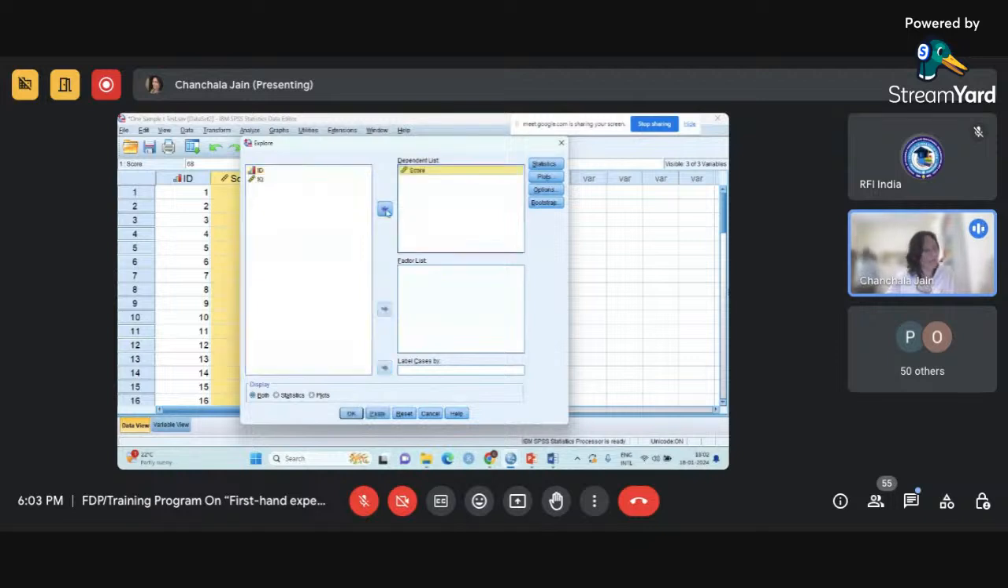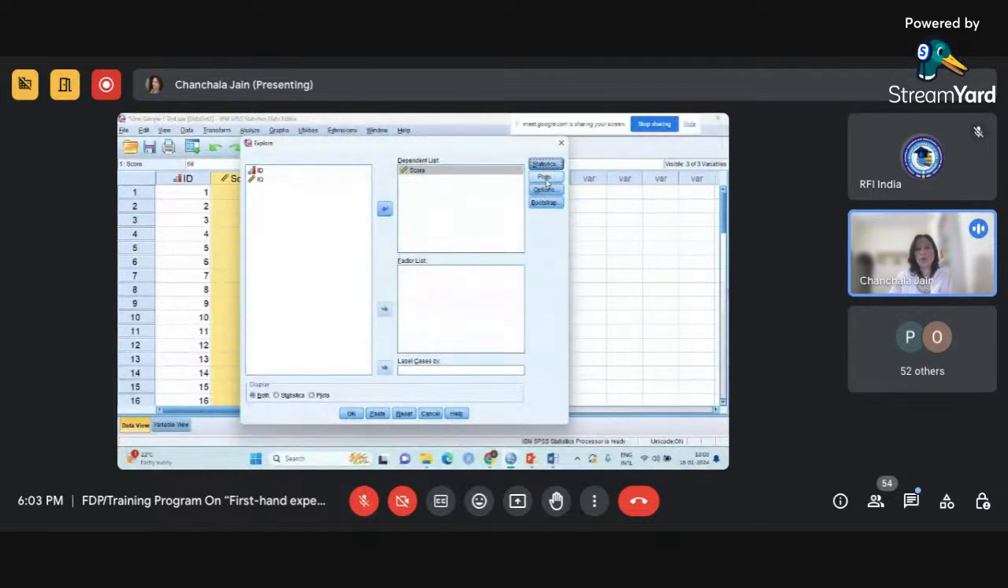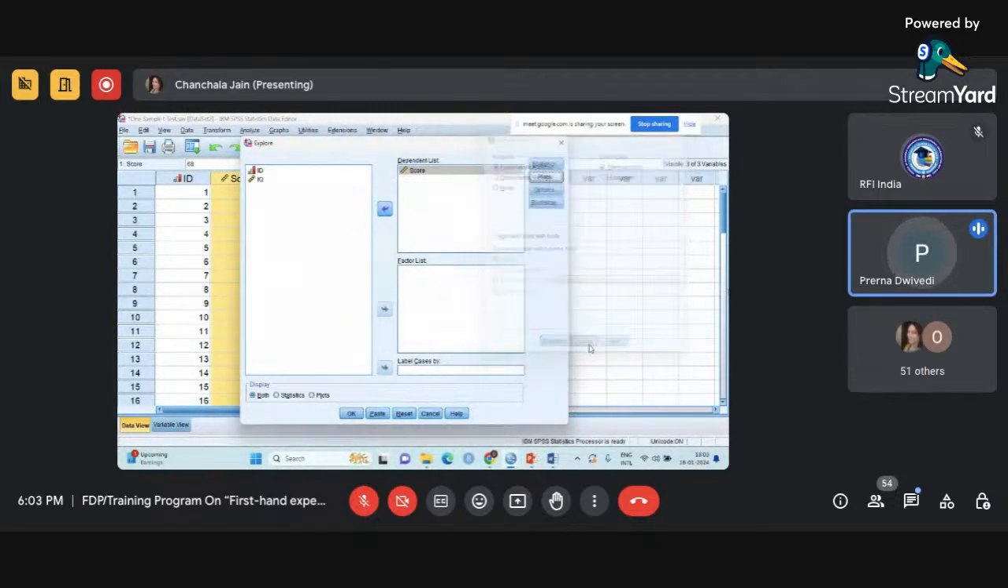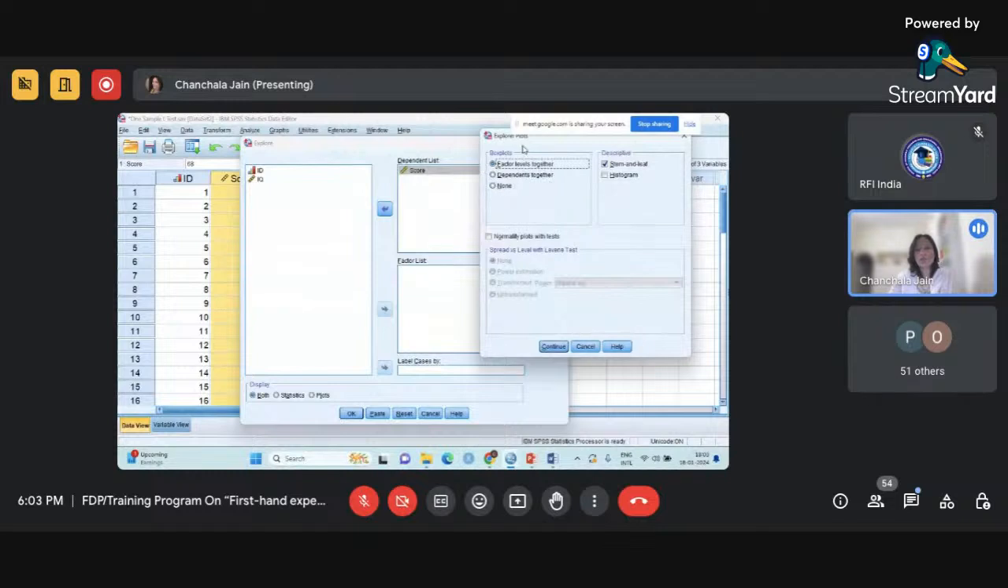I hope you people have performed it. Yes, ma'am. After that, you need to go to Statistics. As I said previously, under this Explore statistics, we do not need to do anything. Whatever is the default option, that option is sufficient for us to get the results, right? So you can press Continue here. We can also take outliers here if you want. Otherwise, you can click on Plots, because under Plots the box plot is already coming.